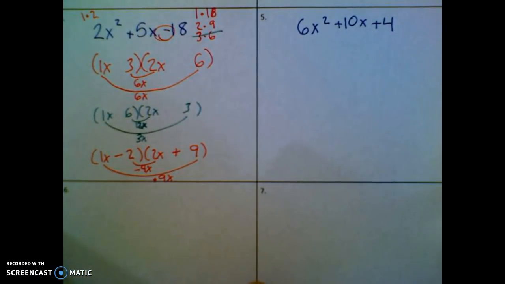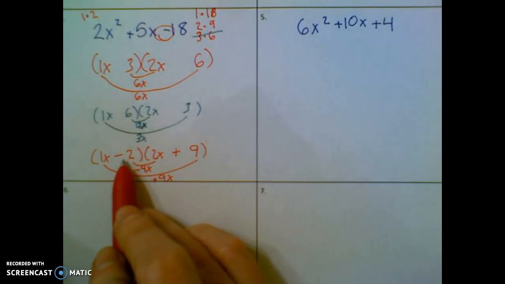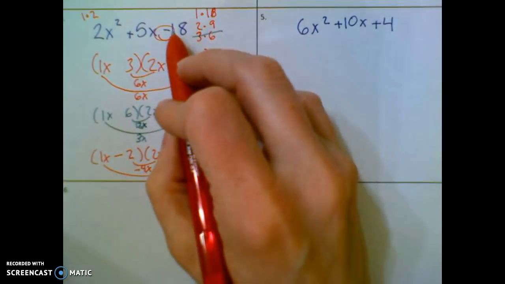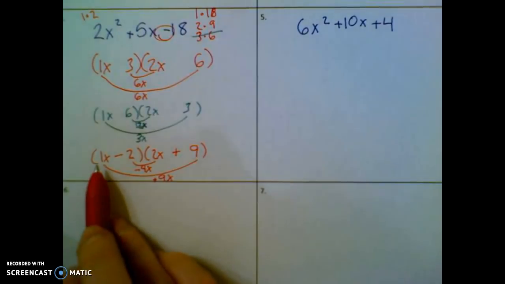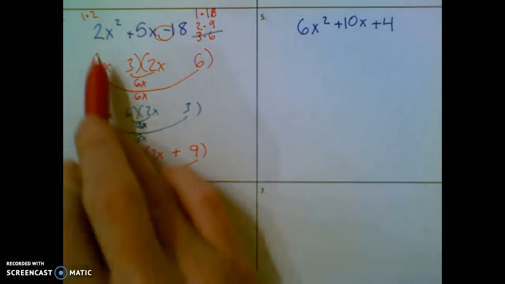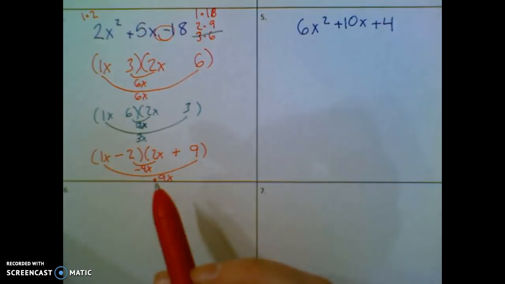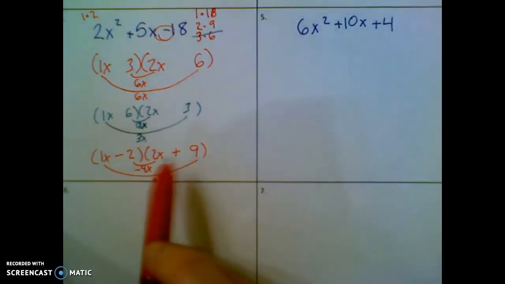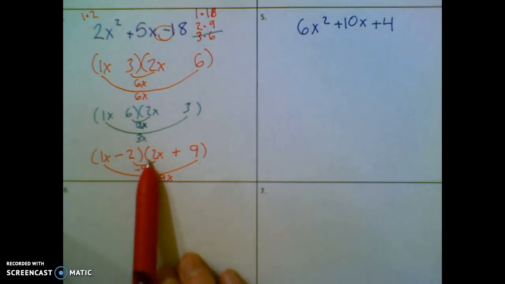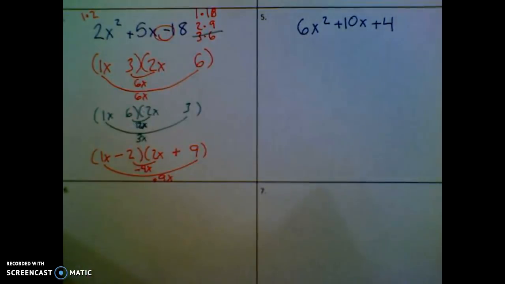Let's just double check our math, make sure we're good. Does negative 2 times positive 9 give me negative 18? Yes. Does positive 1x times positive 2x give me 2x squared? Yes, unless you chose the wrong factors starting out. Those things should always work out. And then we got a negative 4 and a positive 9. That does, in fact, give us 5x.